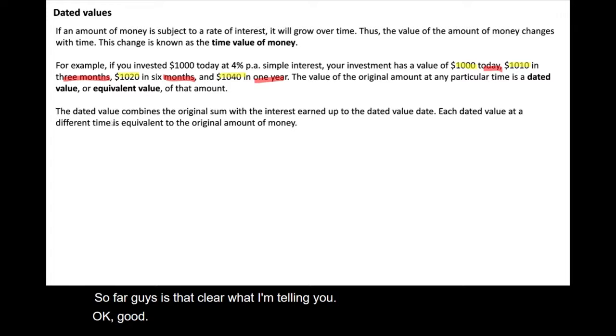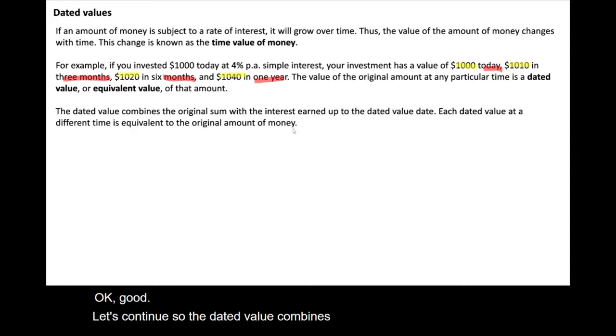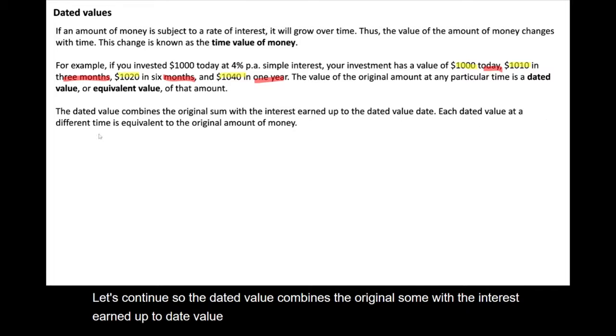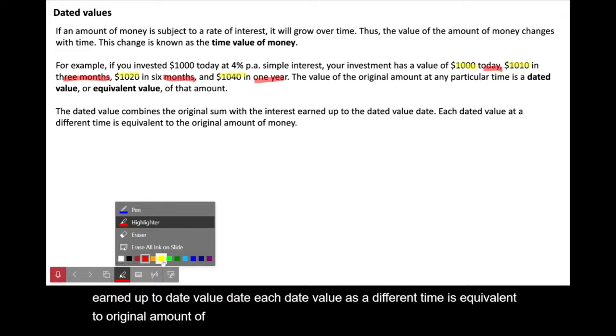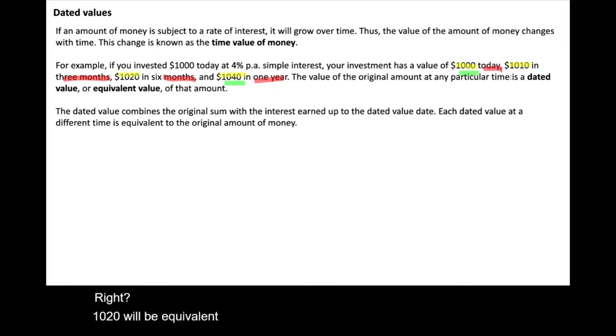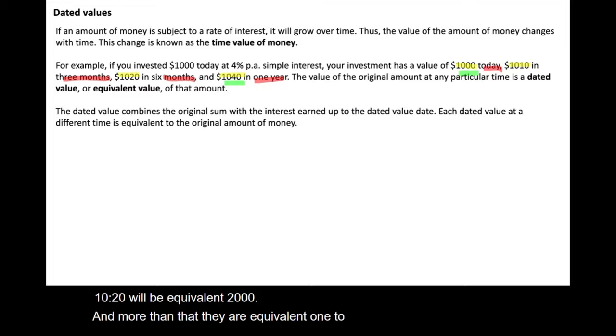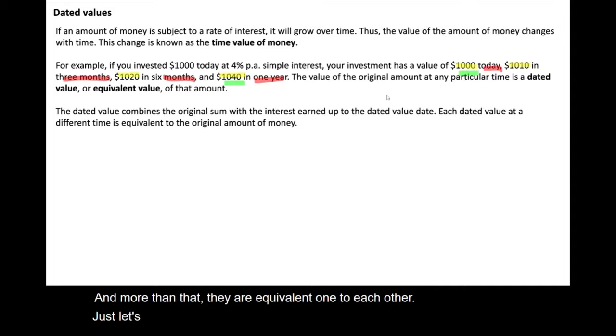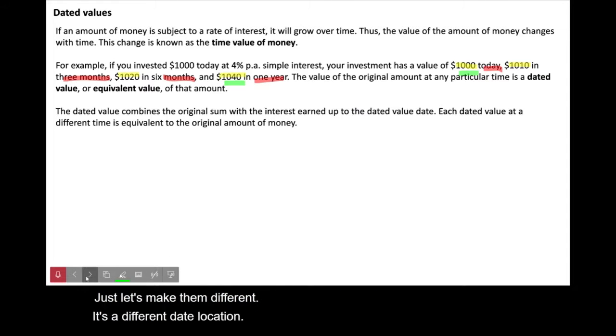Okay, let's continue. So the dated value combines the original sum with the interest earned up to the value date. Each dated value at a different time is equivalent to the original amount of money. Means that, for example, this one is equivalent to 1,000, right? 1,020 will be equivalent to 1,000. And more than that, they are equivalent to each other, right? Just what makes them different is a different date location, different location in time.